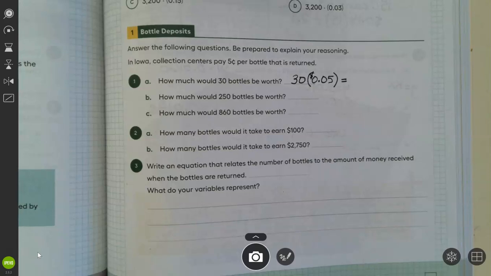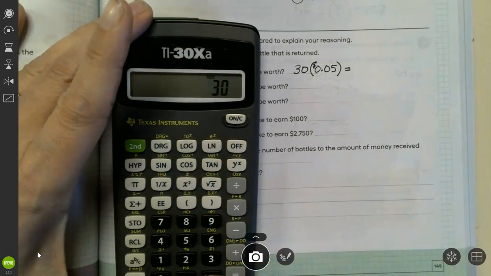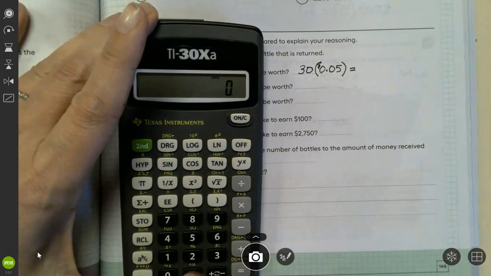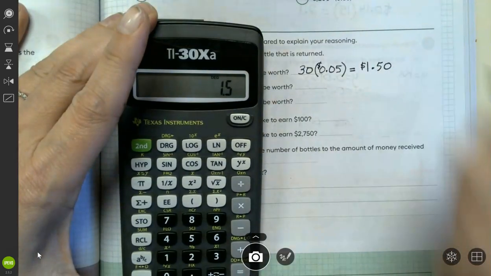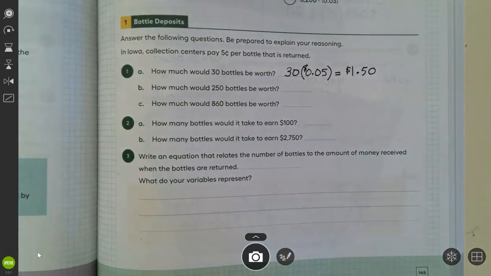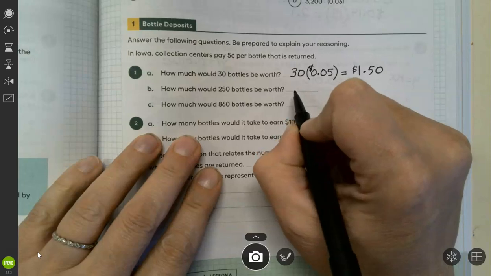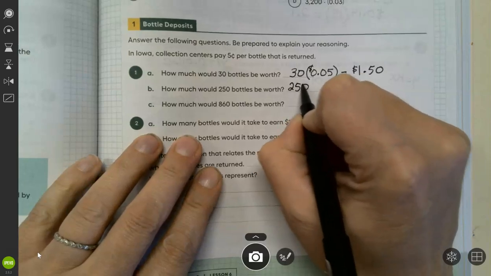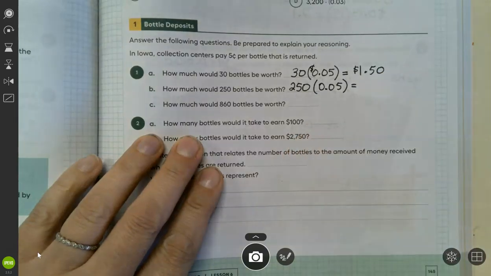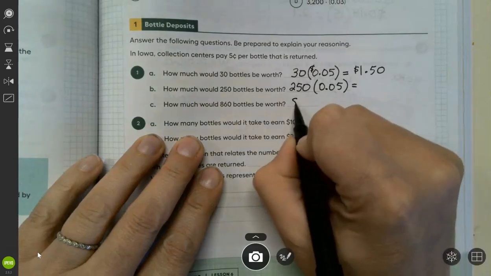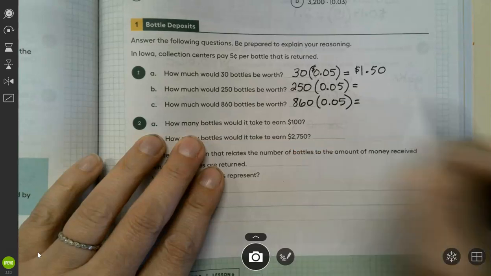In the calculator, we're going to take our 30 and multiply it by 0.05, which is $1.50 for 30 bottles. How much would 250 bottles be worth? One bottle is 5 cents each, so 250 bottles times the 5 cents equals how much? Write your answer there. What if we had 860 bottles? How much money would we get?